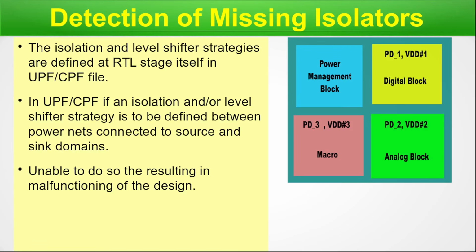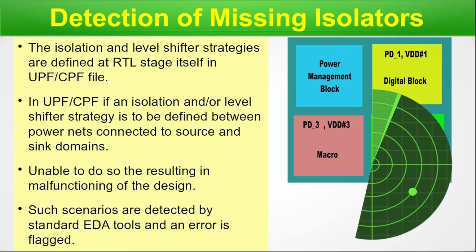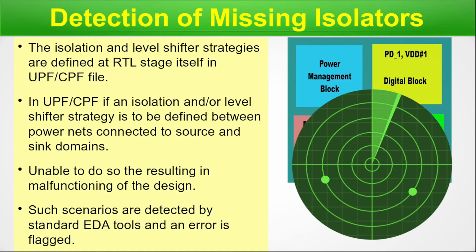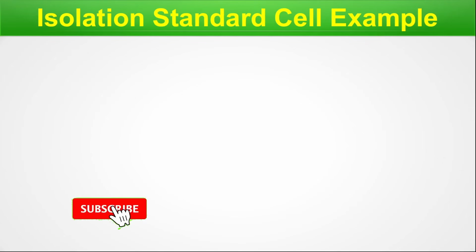So if we have missed out any insertion of the isolation cell where it is needed, then this situation might lead to a malfunction of the chip while the chip is in operation. Such scenarios are detected by the standard EDA tools and an error is flagged. So there we have methodologies to detect if any isolators are missing where they should be there. Then the error is flagged by the EDA tool. We're done with this particular slide and let's move on to the next slide.